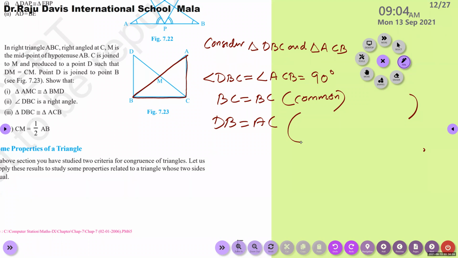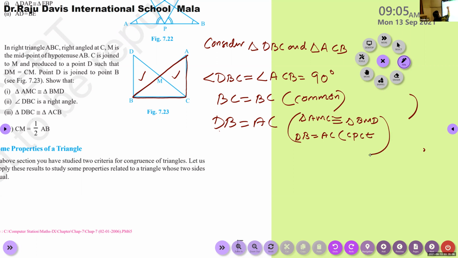Opposite? Corresponding sides. Yes, because we have proved these two triangles are congruent, isn't it? AMC and BMD are congruent. So DB and AC are their congruent parts. So by CPCT, we can say DB equal to AC. Reason: triangle AMC congruent to triangle BMD, so DB equal to AC, CPCT.